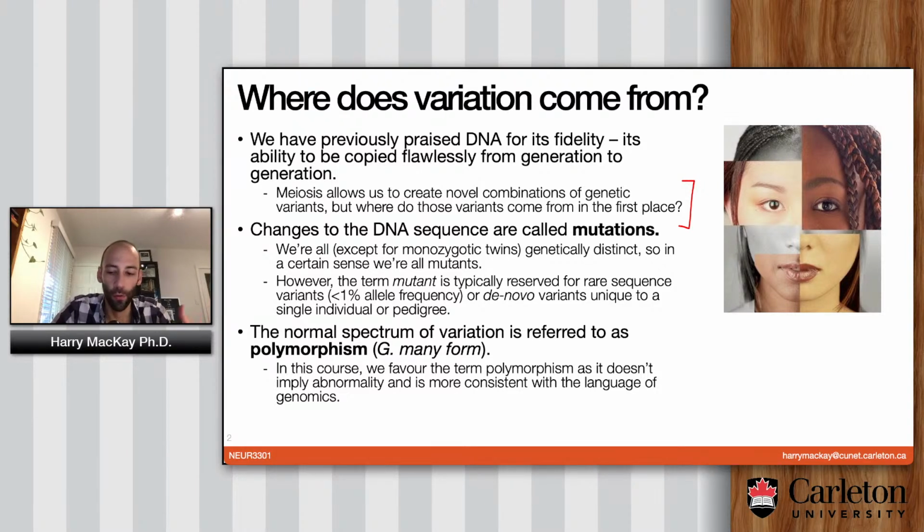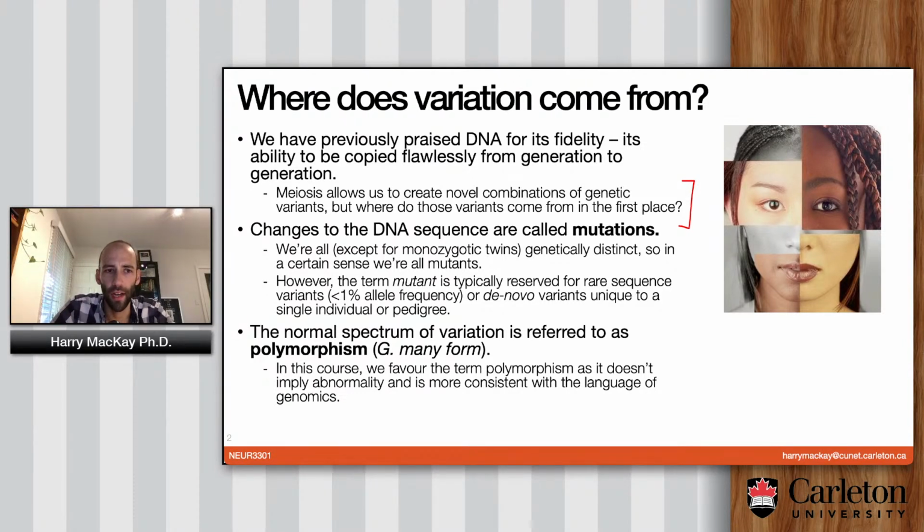If it's novel, like if you have a new variant that neither of your parents had, that would certainly be classified as a mutation. But typically when we're talking about this, we use the term mutant for rare sequence variations, things that have less than about a 1% allele frequency in a given population, or de novo variants that are unique to an individual. A de novo variant is just one that you didn't inherit from either of your parents. It means it mutated at some point, either in your parents' gametes or in you during your embryonic development.